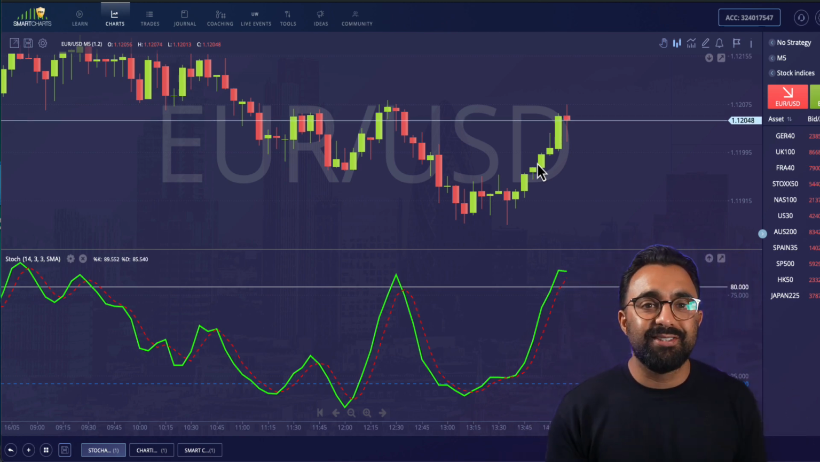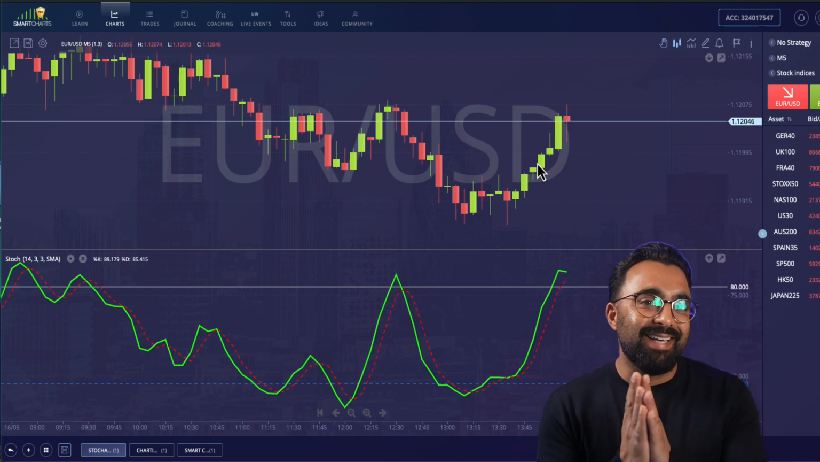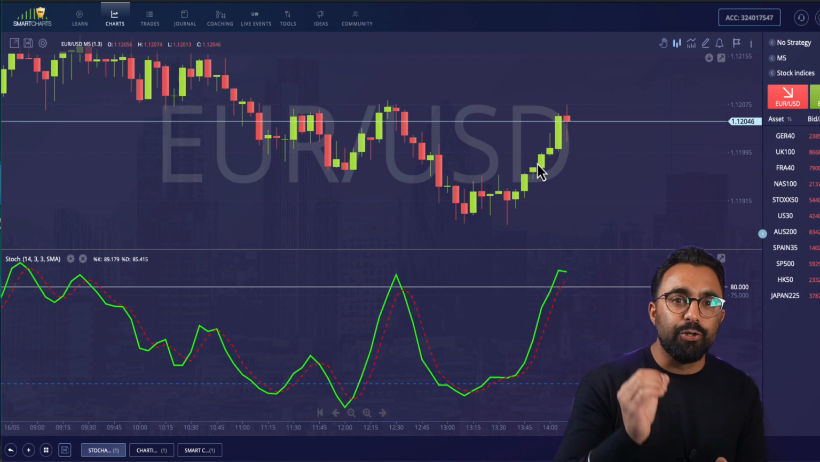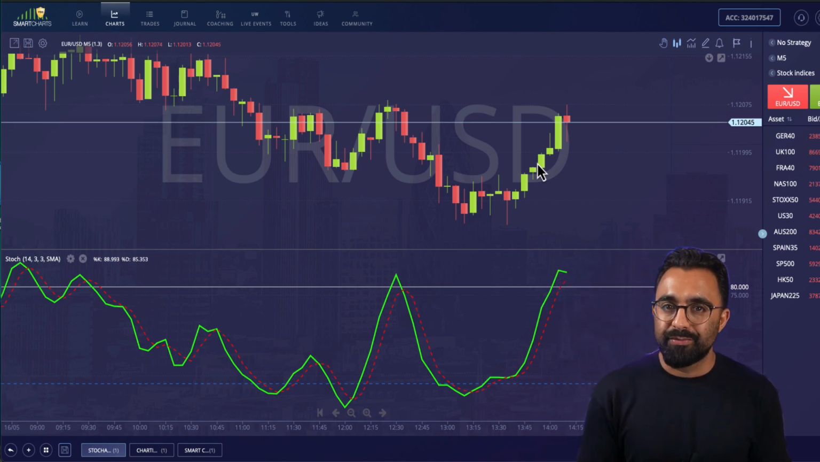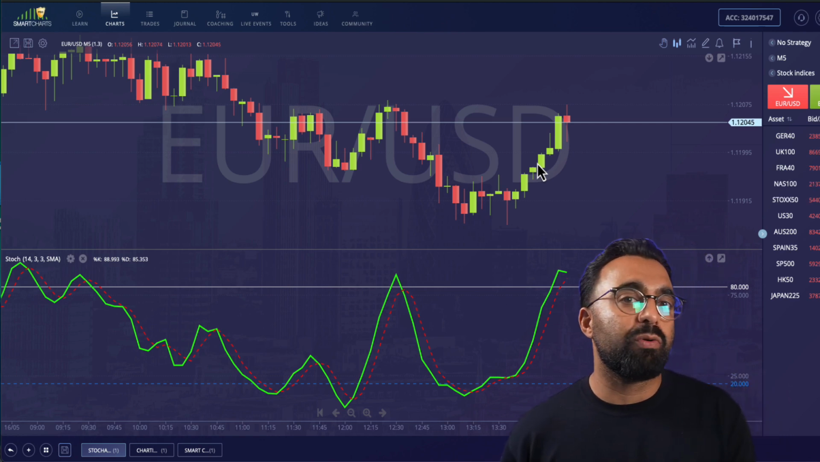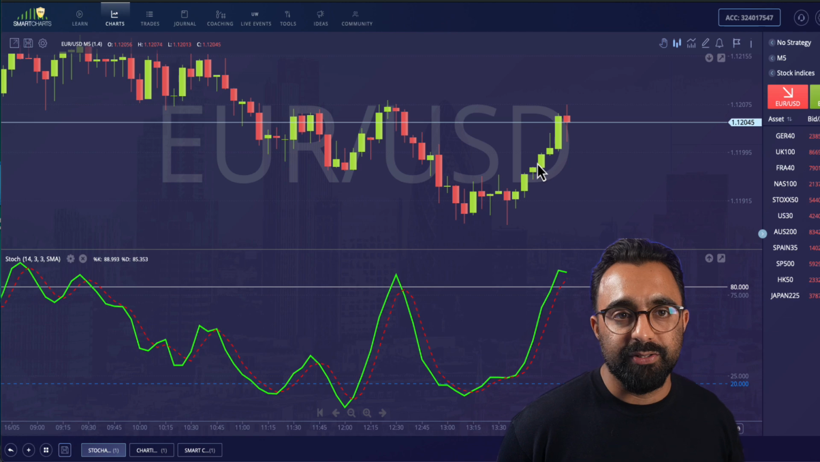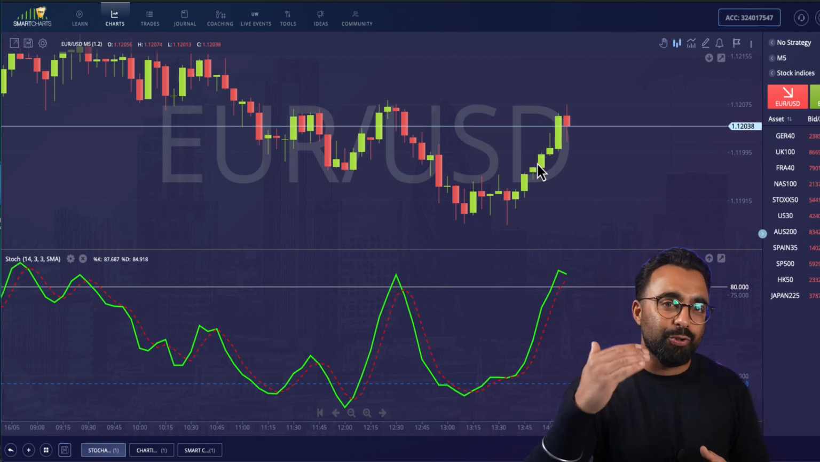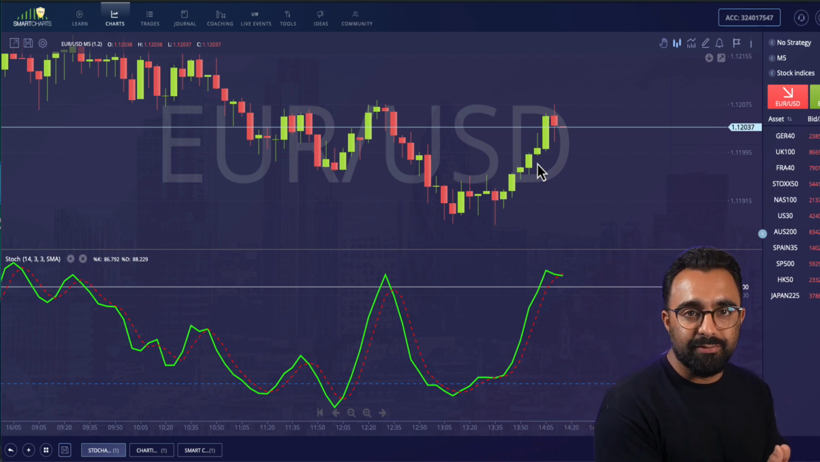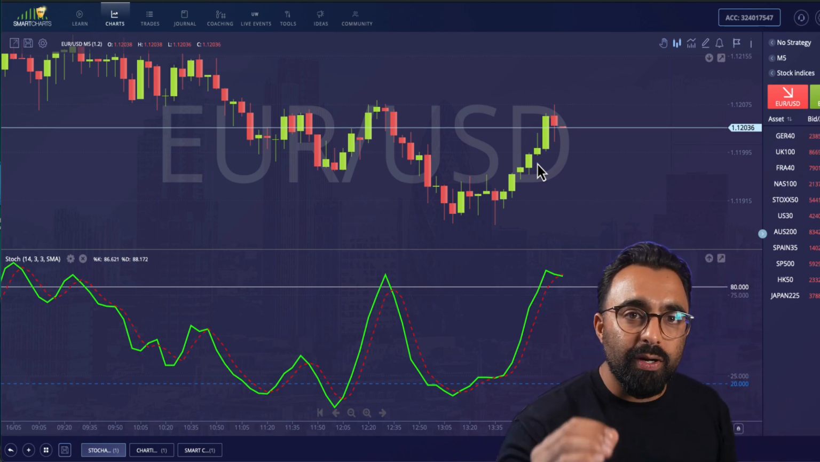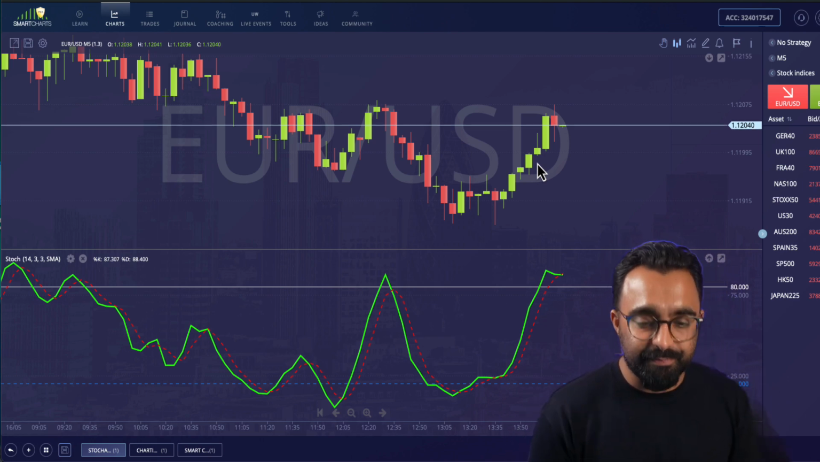We use the stochastics to time our entries with momentum, not against it. It's especially useful when the market is forming key patterns like double tops or double bottoms, and we want to confirm a potential reversal, or we're looking to fade extreme moves on lower time frames. It adds a second layer to your trading, combining price action with momentum confirmation. So now let's talk about a double top pattern, one of the most reliable reversal signals out there.